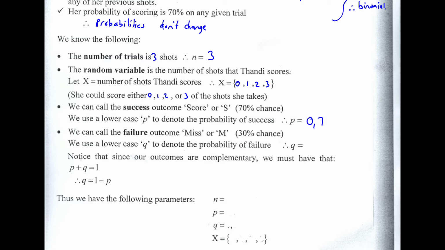We can call the failure outcome miss, or M, which has a 30% chance. We're going to use a lowercase q. So we generally use p and q for these values. The q represents the failure, and therefore in this case q is 0.3.